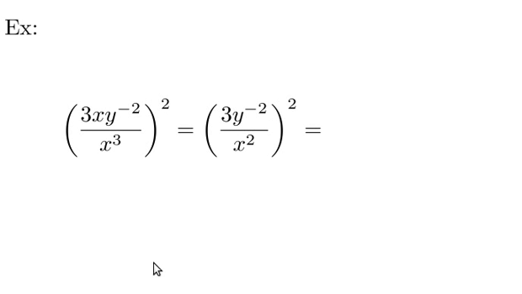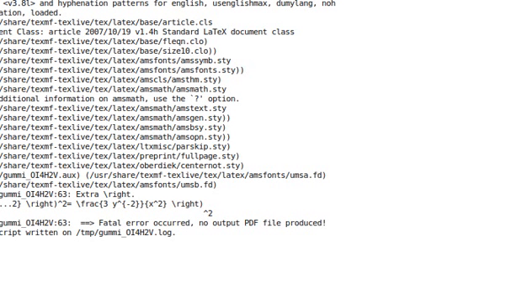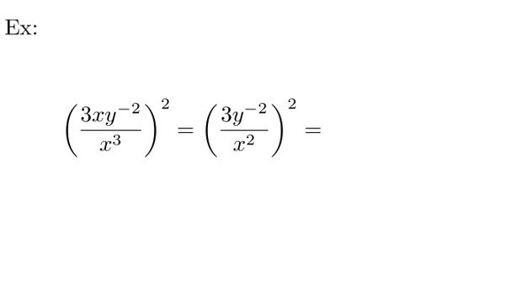So we can say that this whole thing, what did I do wrong? I have another error. Let's see what I did wrong this time. Extra thing to the right. Okay.